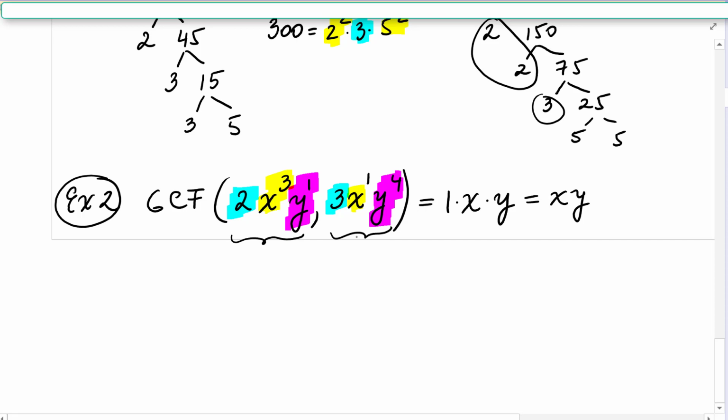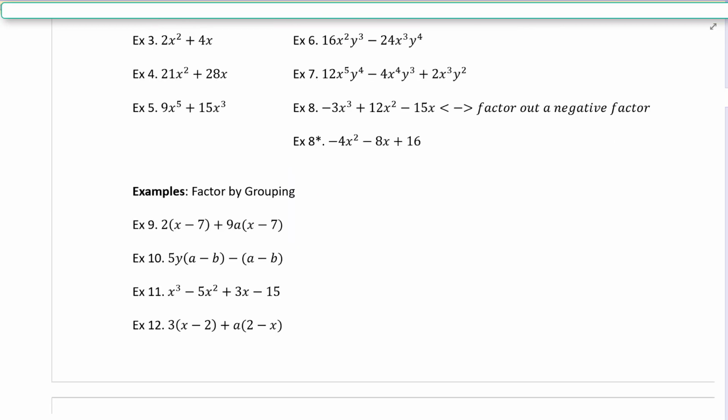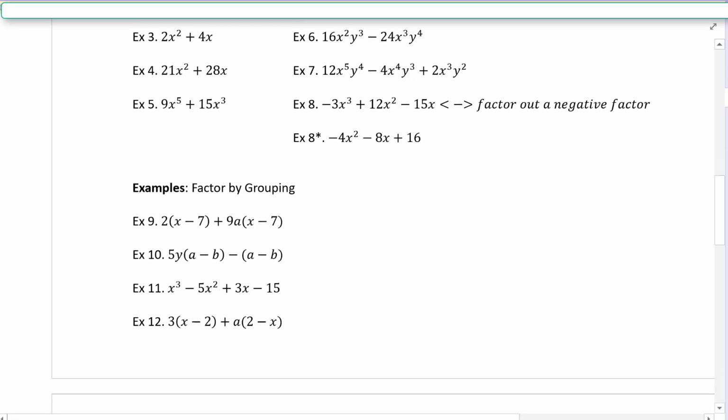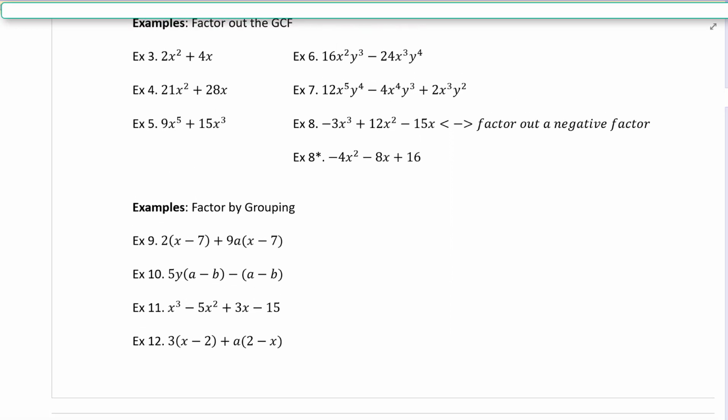All right, so now let's do a few examples for polynomials. So let's take a look at example 3. 2x squared plus 4x, and we want to factor out greatest common factor. So the greatest common factor of 2x squared and 4x, it's 2x. So we get 2x times, and what is left when we factor out 2x, it's x plus 2.